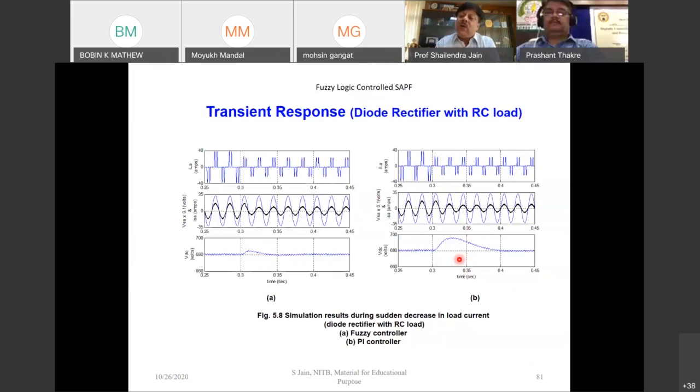So we can conclude here that without having an accurate mathematical model, we can apply the fuzzy system for power electronic converters. Then it is observed that the transient response is better in some cases.